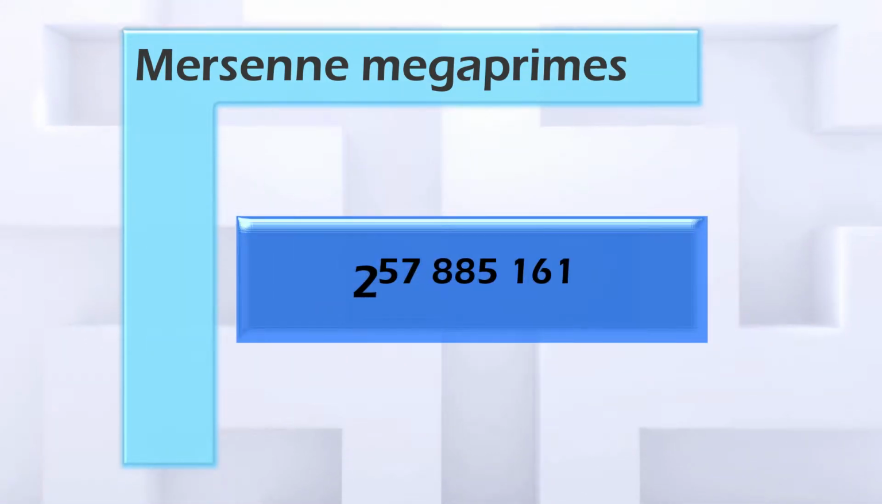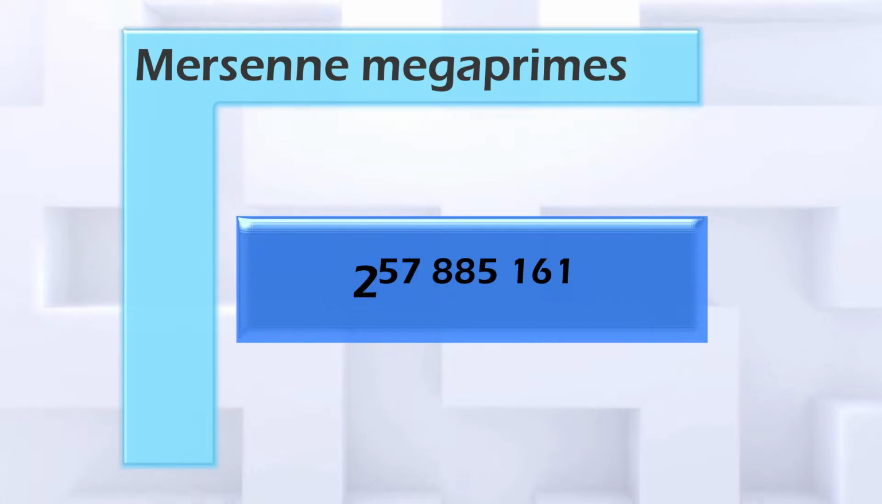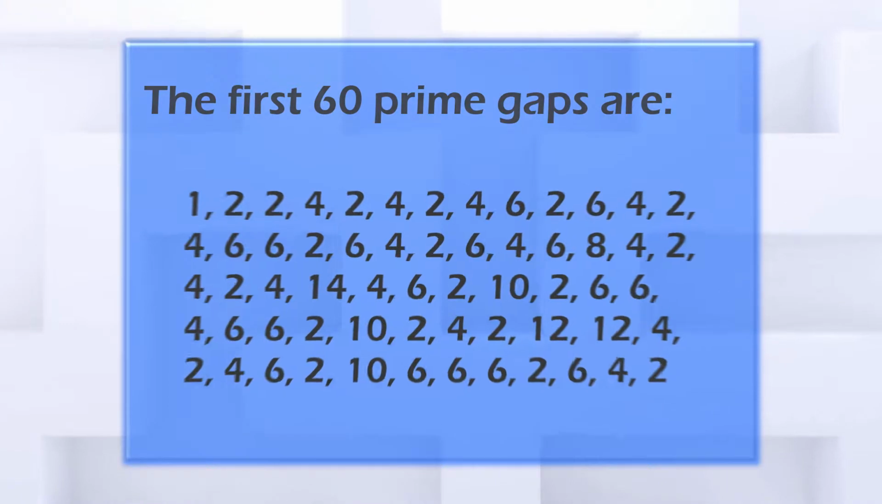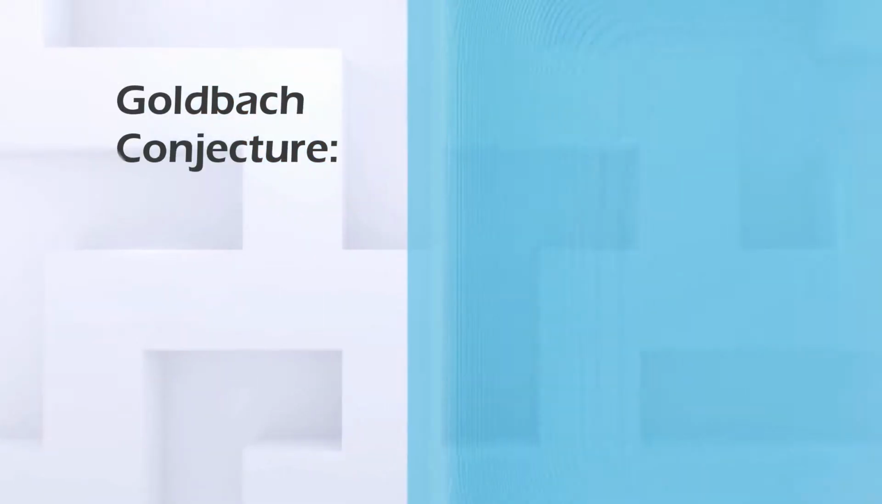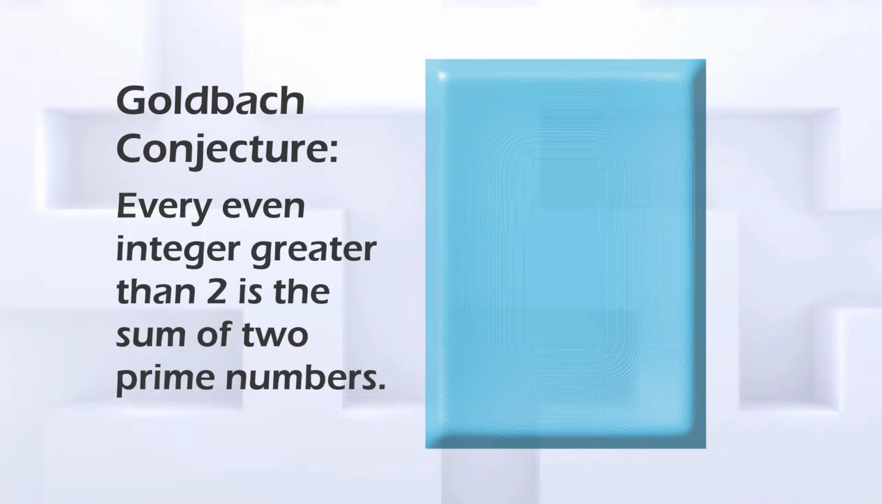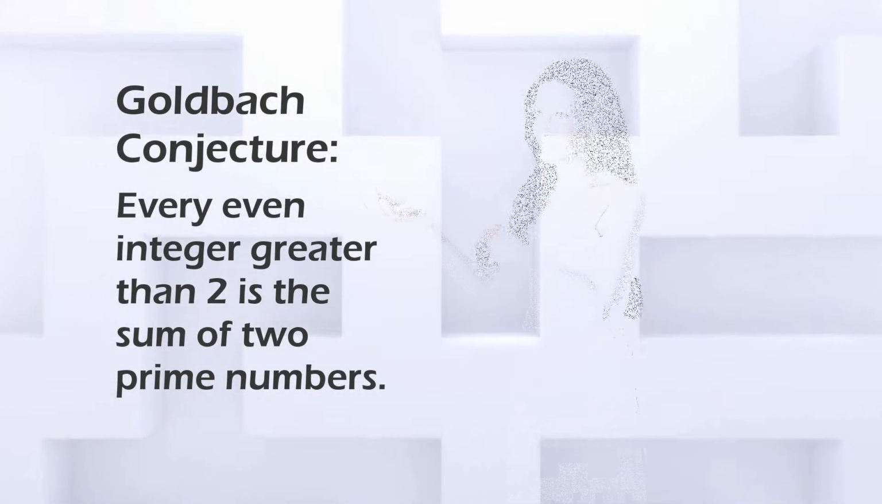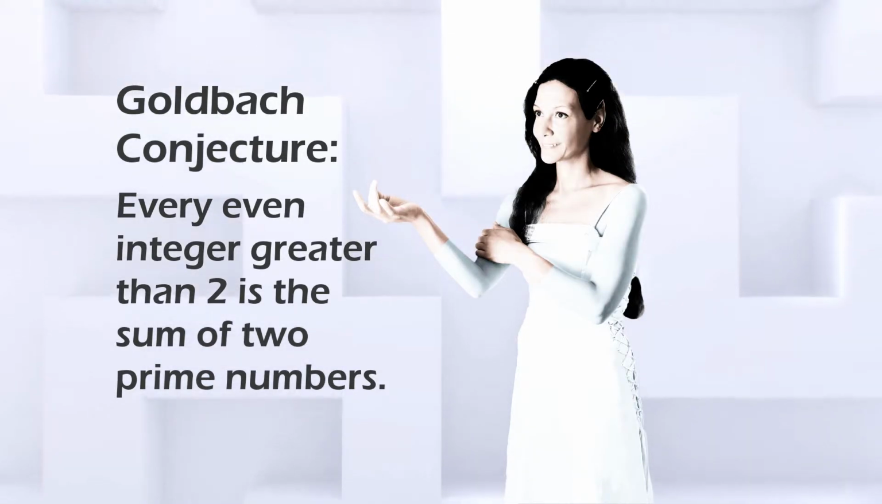One example for a Mersenne prime is the mega prime 2 to the 57,885,161 minus 1, which consists of more than 17 million digits. The distances between the primes are irregular. In spite of this, prime numbers participate in the mathematical system of composite numbers. One example is the unproven Goldbach conjecture, which states that every even integer greater than 2 is the sum of two prime numbers. Primes participate in building blocks of whole numbers.